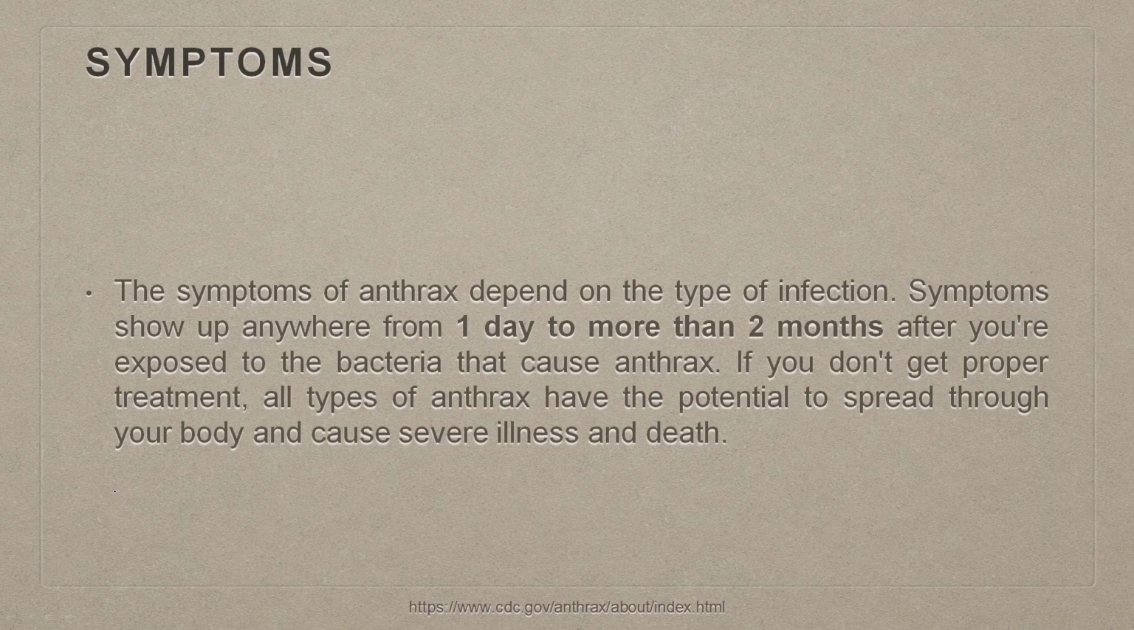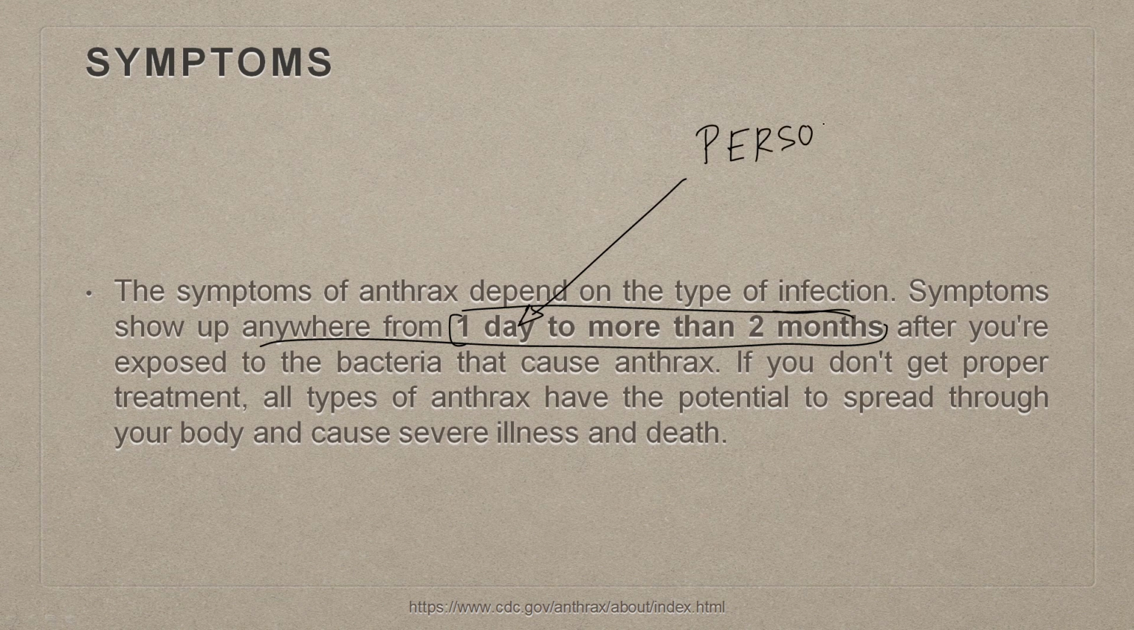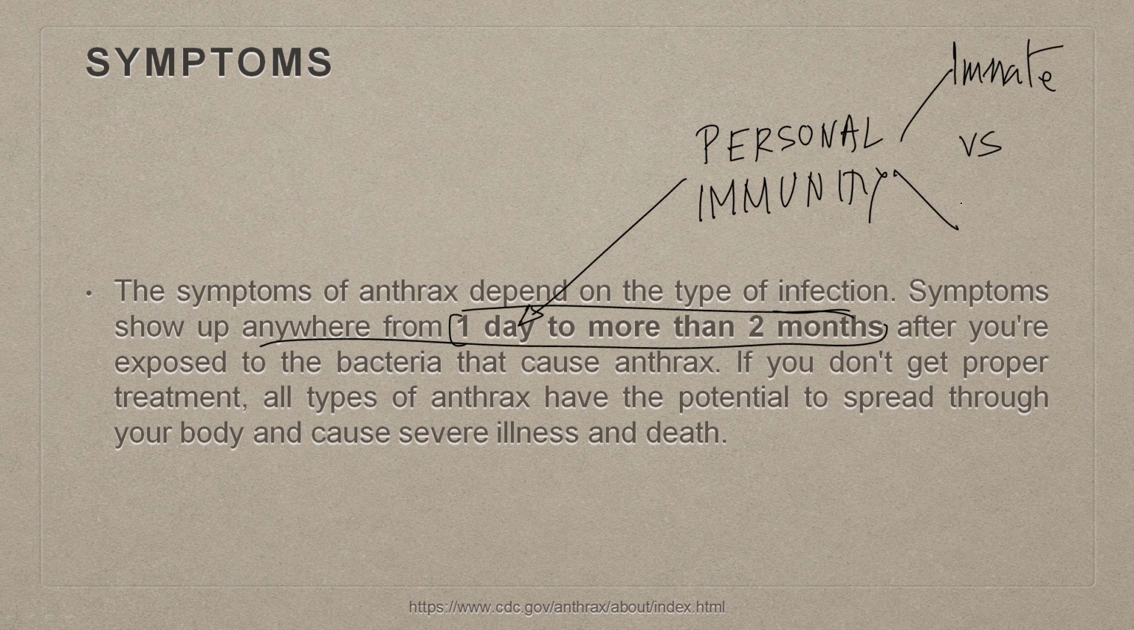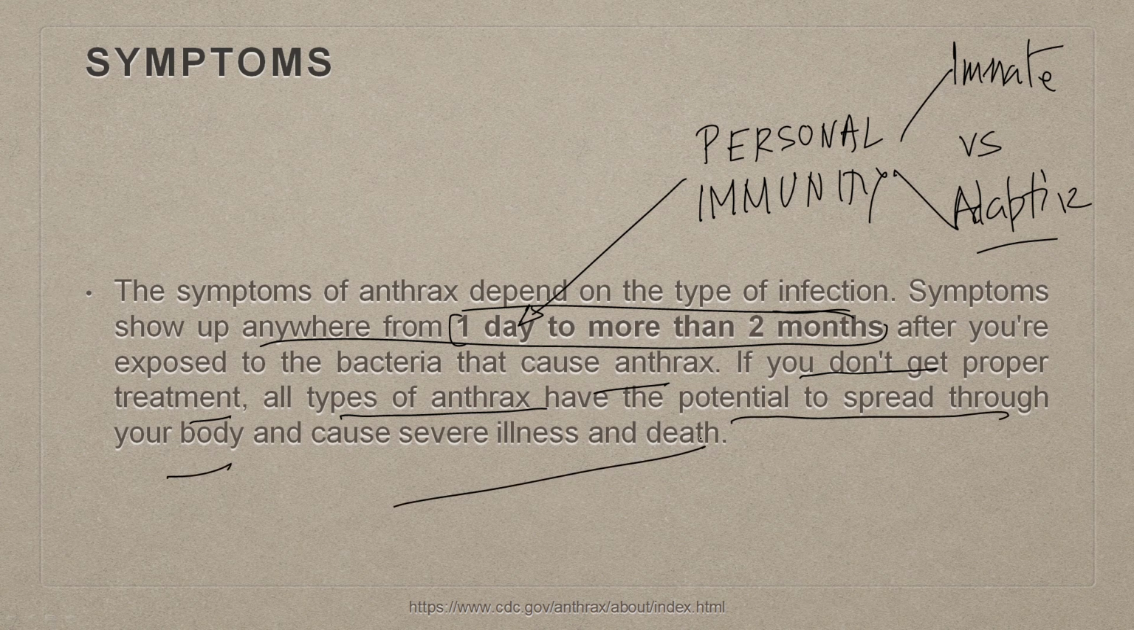Now, the symptoms of anthrax depend on the type of infection. Symptoms show up anywhere from 1 day to 2 months. Now, think of it, this is a very interesting thing: 1 day versus 60 days. That means these numbers are a function of your personal immunity, how immune your system is, and how much innate versus adaptive immunity you possess. If you are exposed to the bacteria that causes anthrax and you do not get proper treatment, all types of anthrax have the potential to spread through your body and cause severe illness and death. There are medications, there are vaccines, but you have to first of all get it detected as soon as possible.